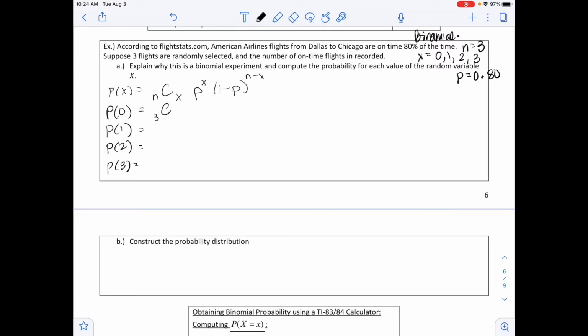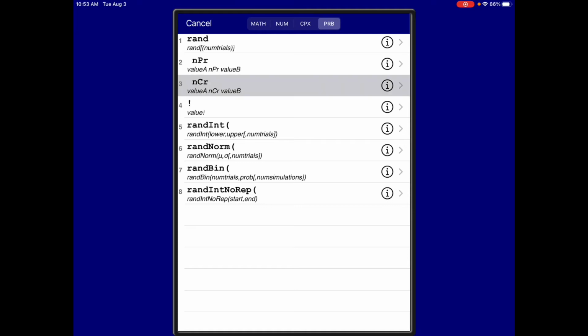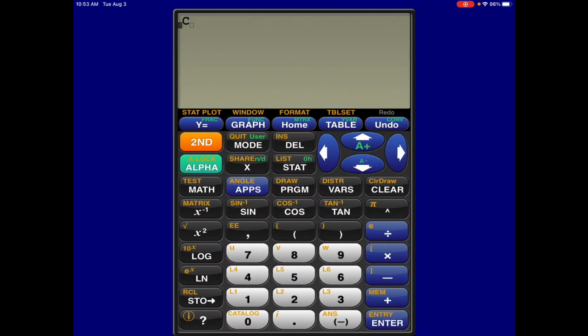So the first one is going to be n is 3, x in this problem is 0, p is 0.8 raised to the 0 power, 1 minus 0.8 raised to the 3 minus 0, or just to the third. On your calculator, you need to go to Math, PRB or PROB, and go down to Combinations. The first number that we have is a 3, and then the second digit that we have is a 0. I'm going to use my right arrow so I'm not down in that little sub part, but again, every calculator works a little different.